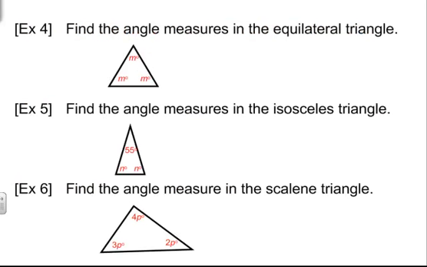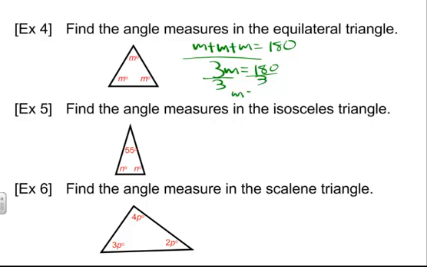Number 4, find the angle measure in the equilateral triangle. Well, again, they all add up to 180. In this instance, it's equilateral. That means they're all the same. So it's m plus m plus m is 180 degrees. m plus m plus m, that's 3 m's, right? 3m equals 180 degrees. Divide by 3, divide by 3. m equals 60 degrees. And if you notice, 60 plus 60 plus 60 is 180.